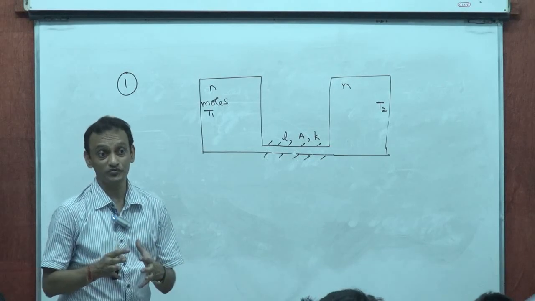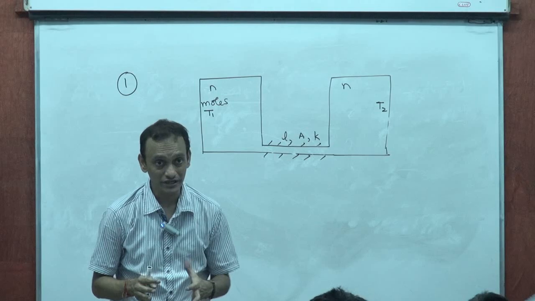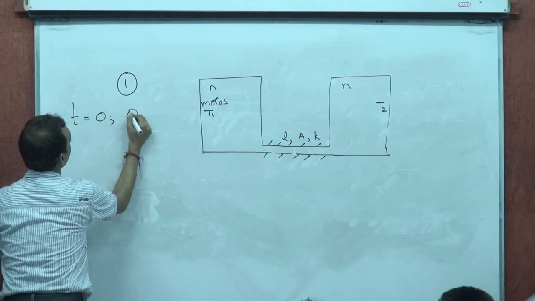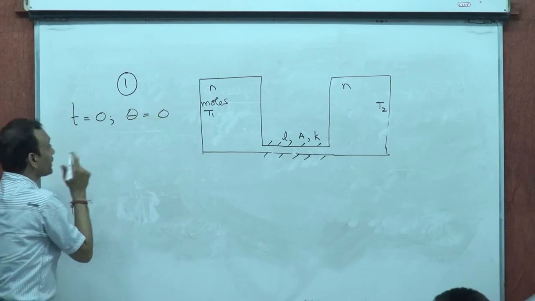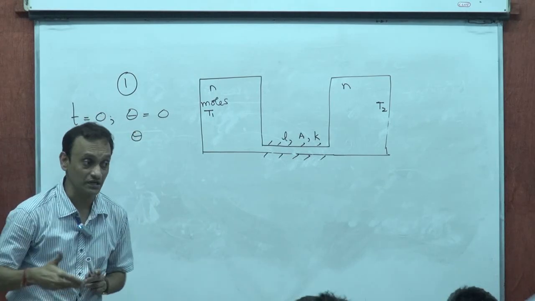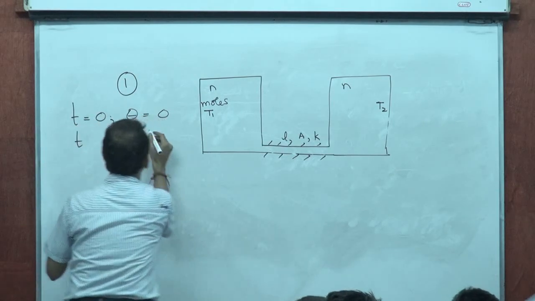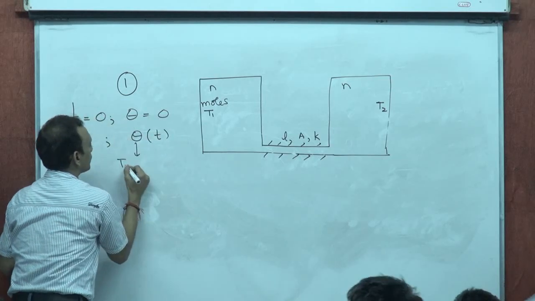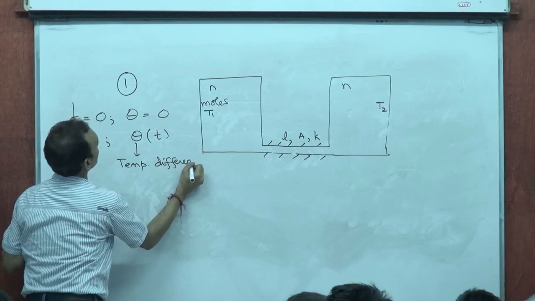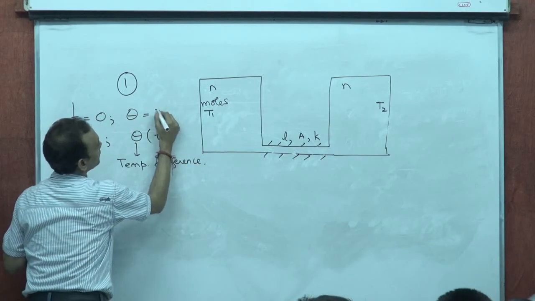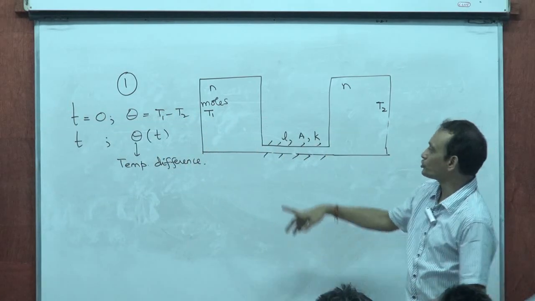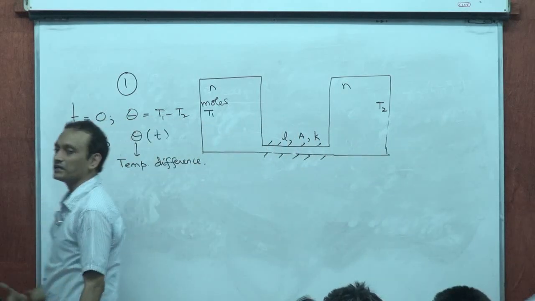Now the temperature difference would decrease. At time t equal to 0, the temperature difference was, oh sorry, T1 minus T2. The initial temperature difference is T1 minus T2. At an instant of time t, we want to be able to find the temperature difference theta. Theta is the instantaneous temperature difference. We want to be able to find the temperature difference at an instant of time t.